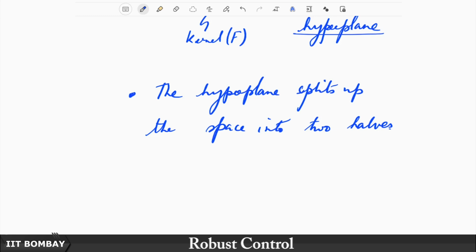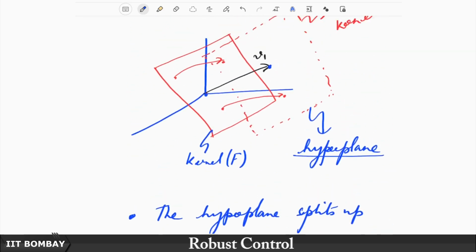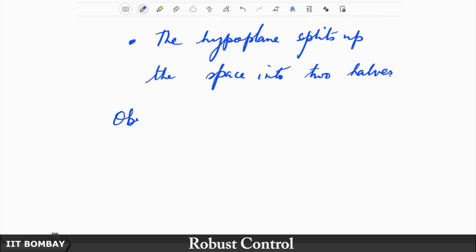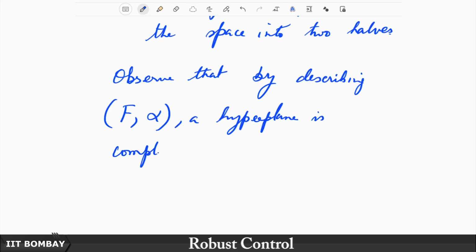And then it turns out that this hyperplane that we have now defined will have a very important role to play in this so called separation. How so? Remember, how are we describing this hyperplane? Observe that by describing f and alpha, a hyperplane is completely characterized.